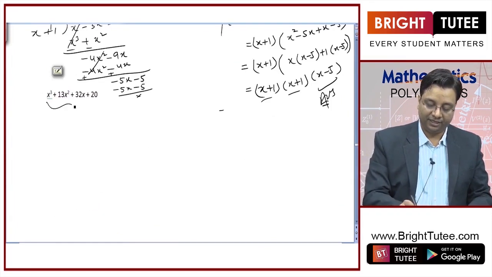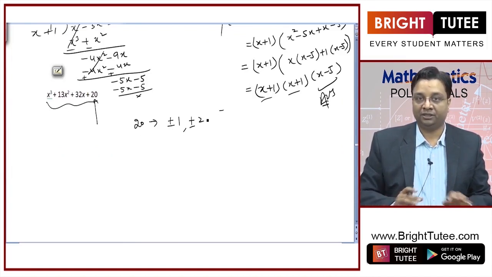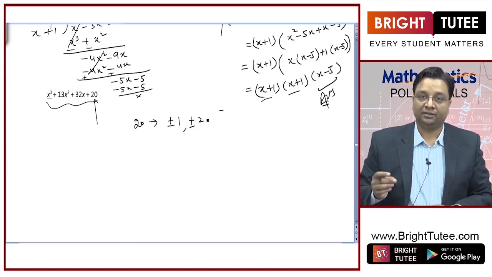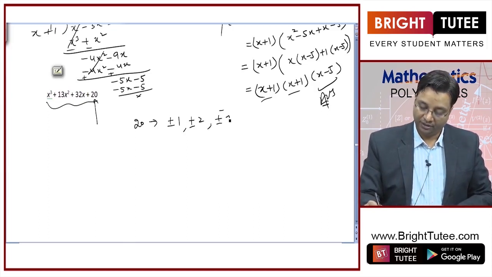Similarly, we will factorize this one. I look at factors of 20 which are plus minus 1, plus minus 2. Why do I take plus minus? Because these are also factors, right? So you can consider plus and minus also. So plus minus 3 is not a factor, plus minus 4 is a factor, plus minus 5 is a factor, right? So let us check with 1.